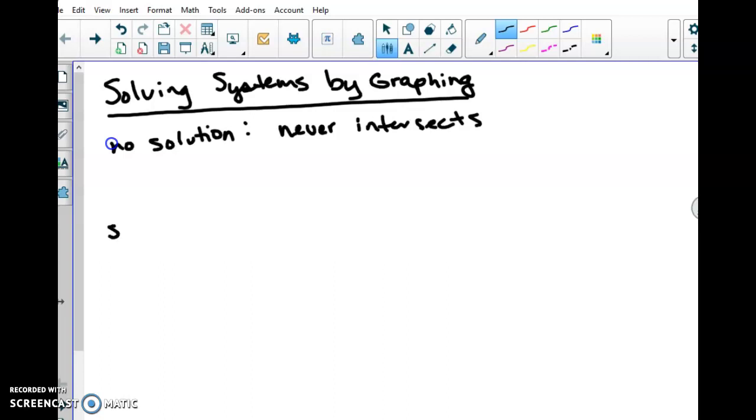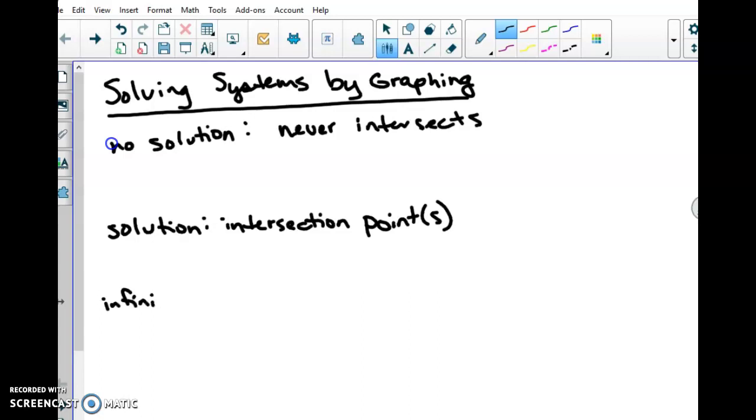A solution occurs when there is an intersection. Intersection point or points, depending on what we have. And then we also have infinite solutions. And this is where your system produces the same exact graph.